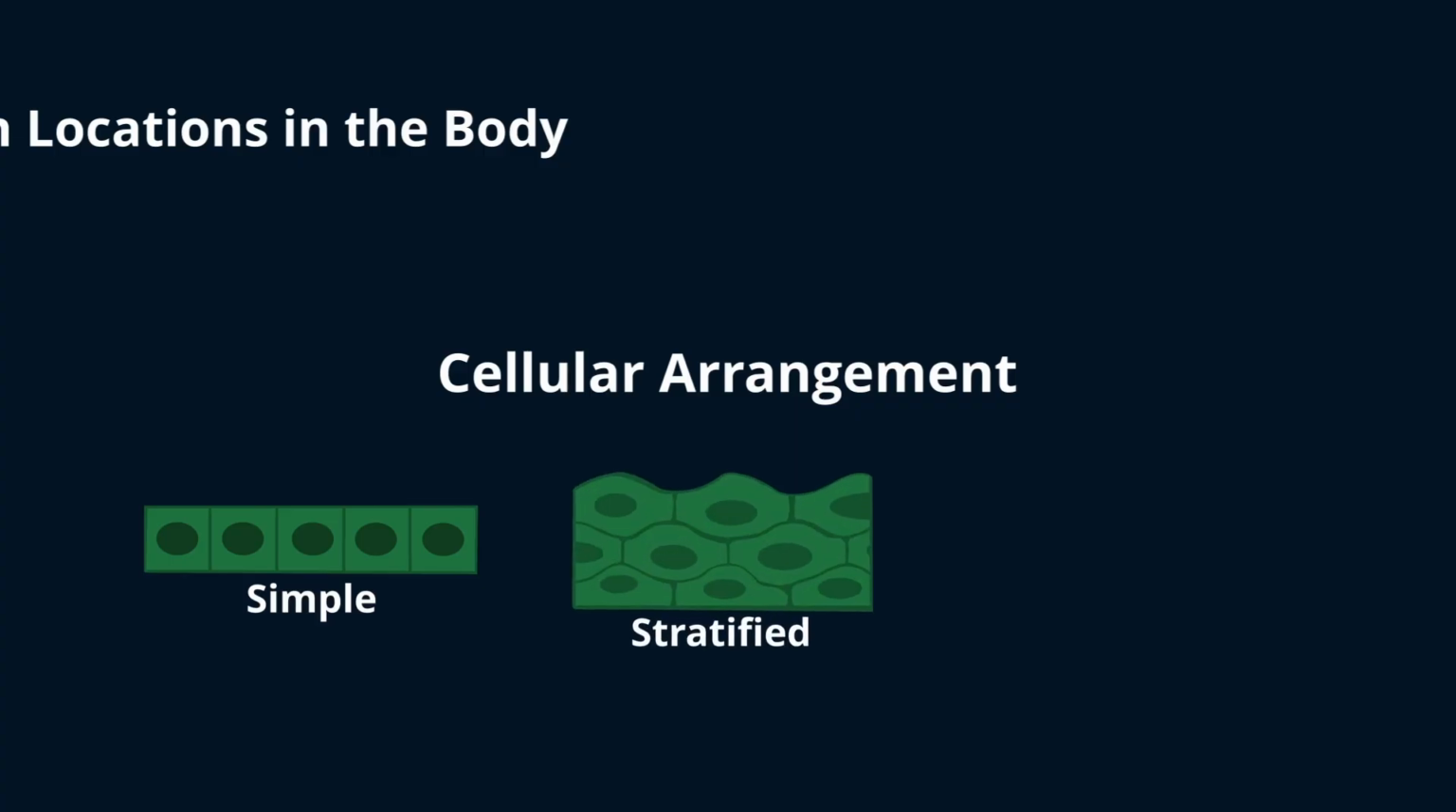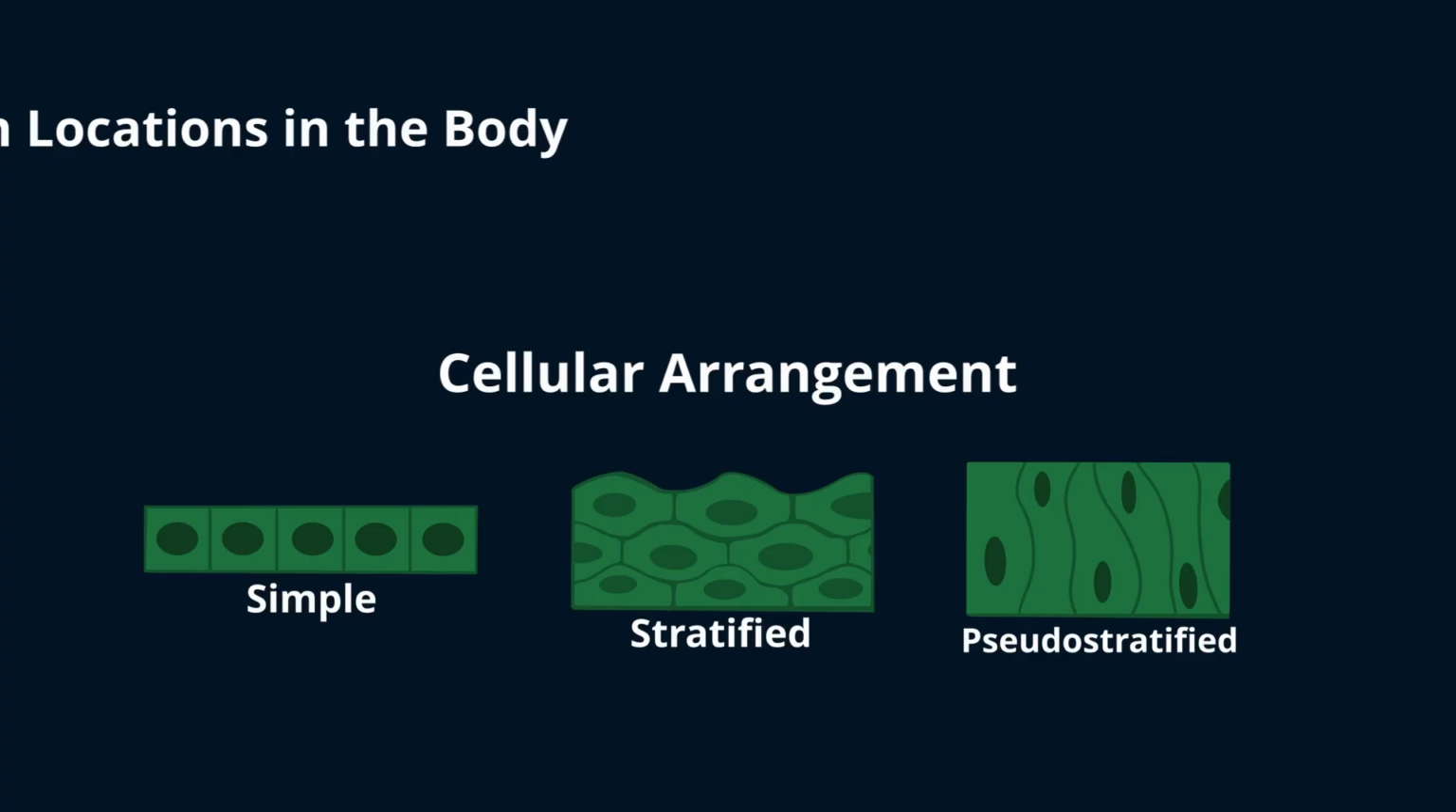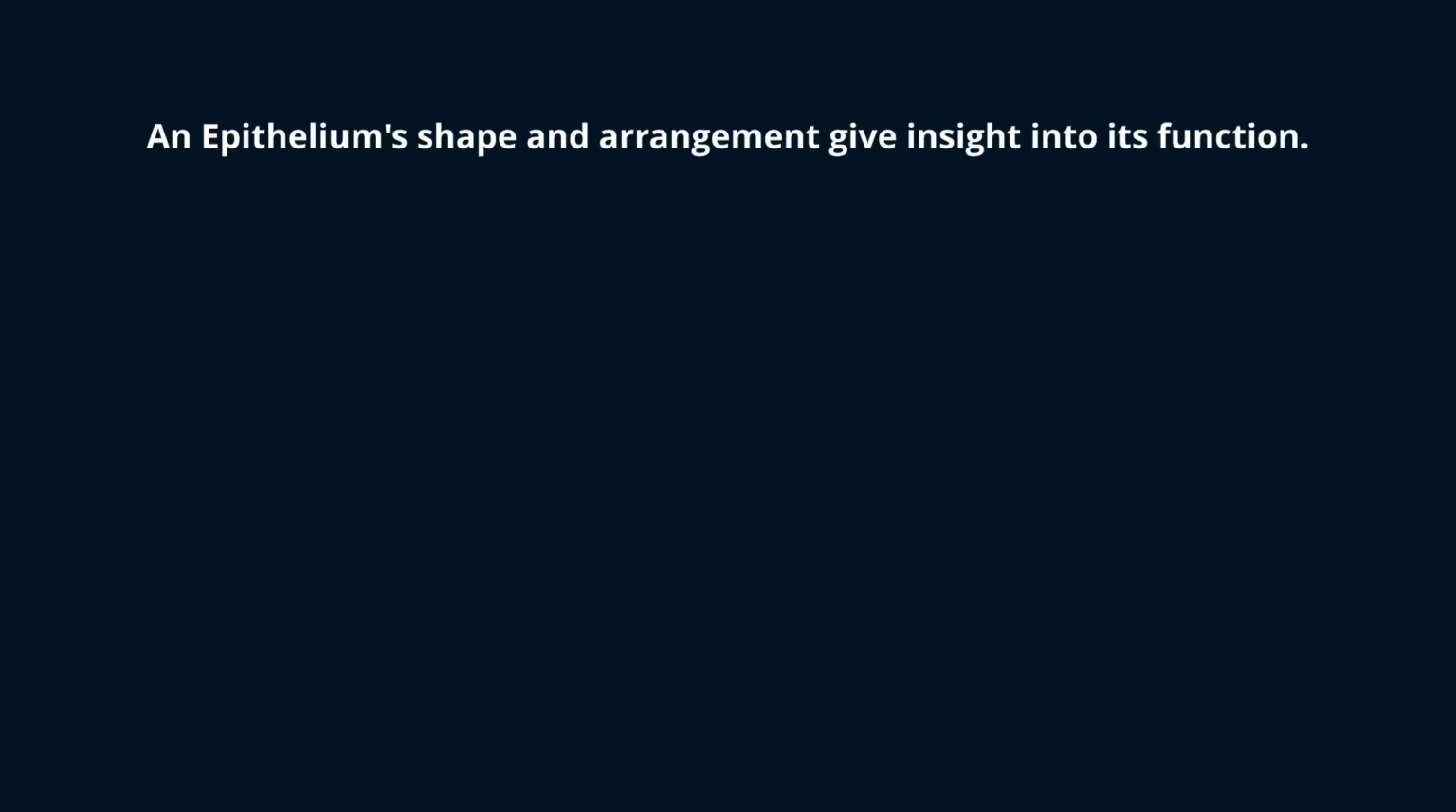Paired with cellular shape, cellular arrangement is an important distinguishing trait. A simple arrangement consists of a singular layer of cells, while a stratified arrangement consists of more than one layer. And a pseudostratified arrangement consists of one layer of different size cells, giving the illusion of multiple layers. These classifications of epithelium give us insight into their functions.